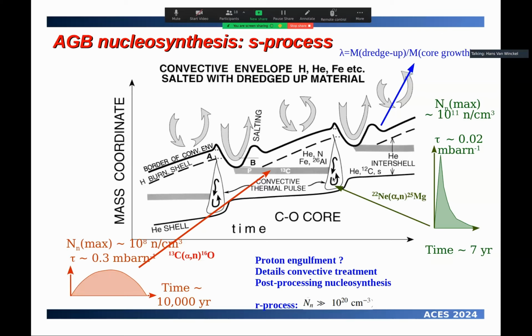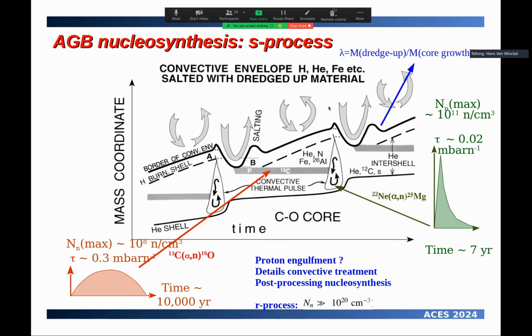If the temperature is hot enough, you can burn neon-22 via alpha-n, and you make another burst of neutrons, which is higher in density, but smaller in time. So there is a different nucleosynthetic origin of the carbon-13 pocket and a neon-22 neutron source. Then again, depending on how much envelope mass there is still in the envelope, you will dredge it up and you will have a lambda parameter, which is a dilution parameter.